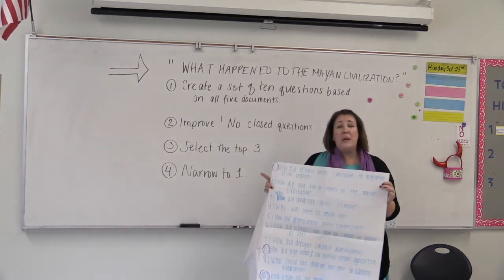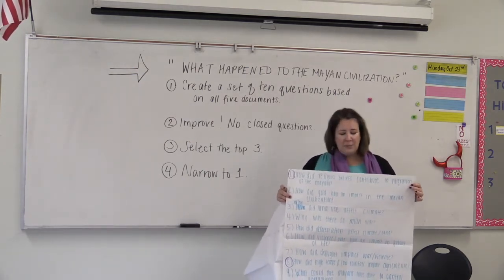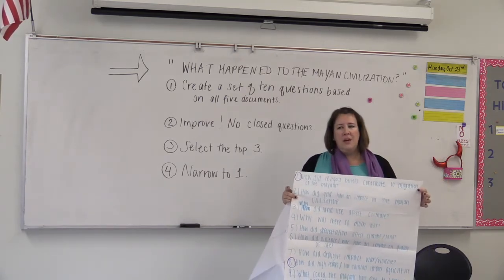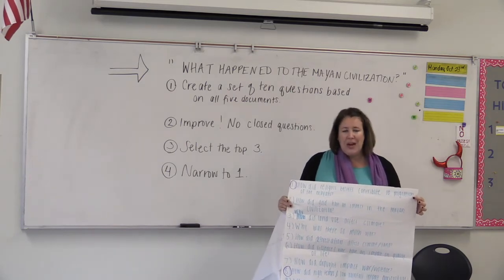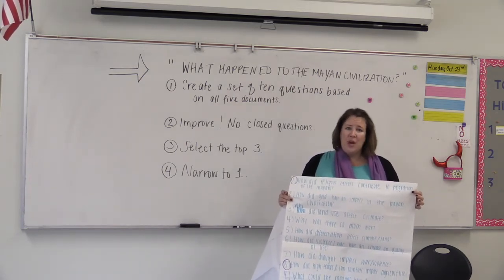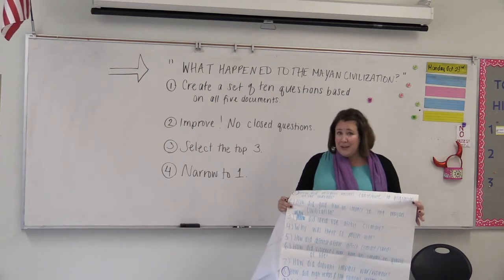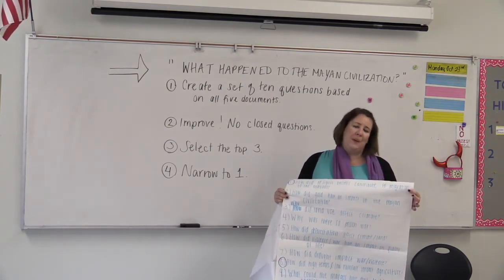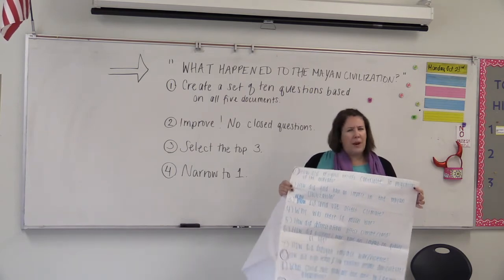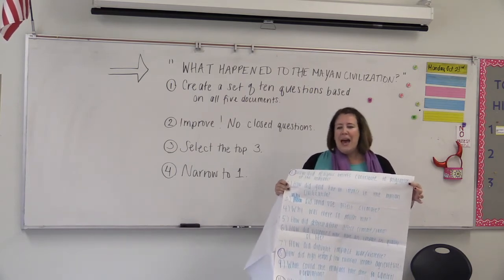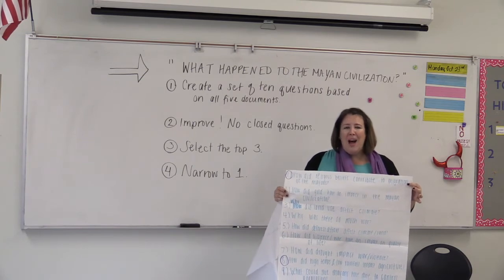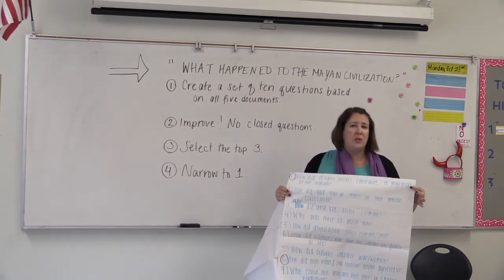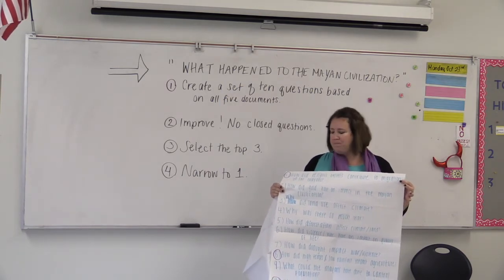Step 2 was improve upon your questions. I asked them to go through and circle each one of the questions that was close-ended. I didn't want any yes or no answers. I didn't want any single word answers. And I asked them, if they had any close-ended questions, which many of the groups did, to turn them into open-ended questions for me. And we went over some techniques of how to do that, adding a why or a how, changing the wording of your question so that people really had to think about the answer and look for it within the document.